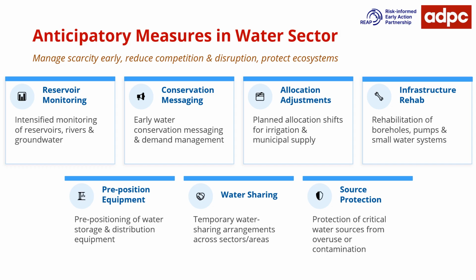As a practical example, when reservoir inflows are projected to decline, water authorities may issue early advisories, revise allocation plans, repair supply infrastructure, and prioritize essential uses before shortages become acute.